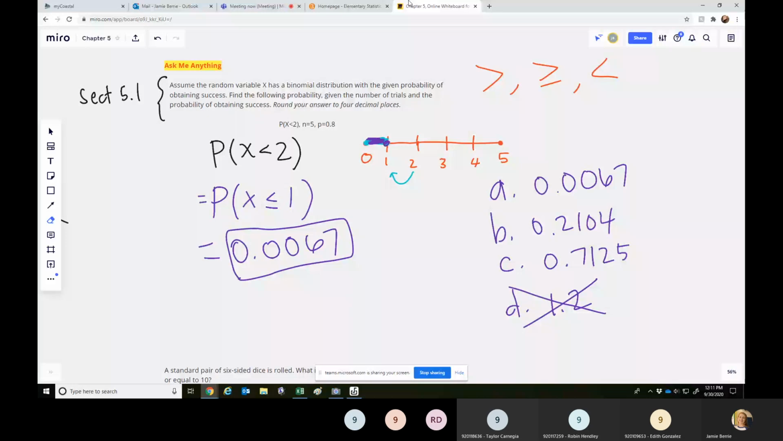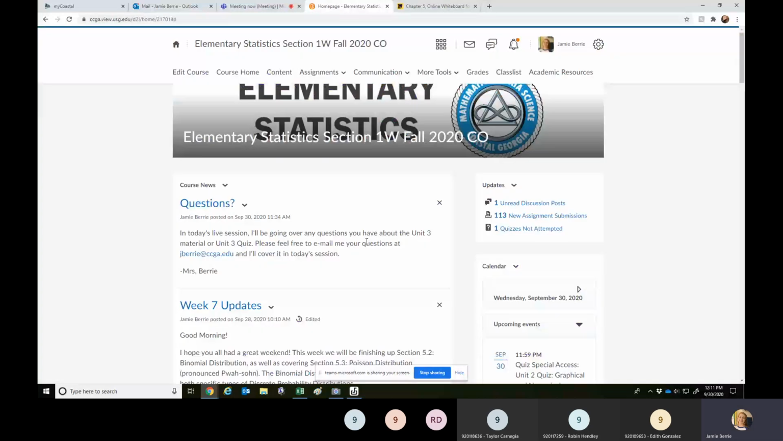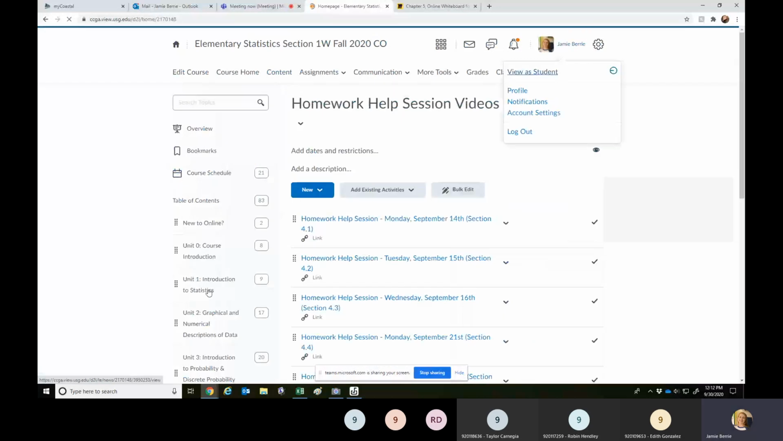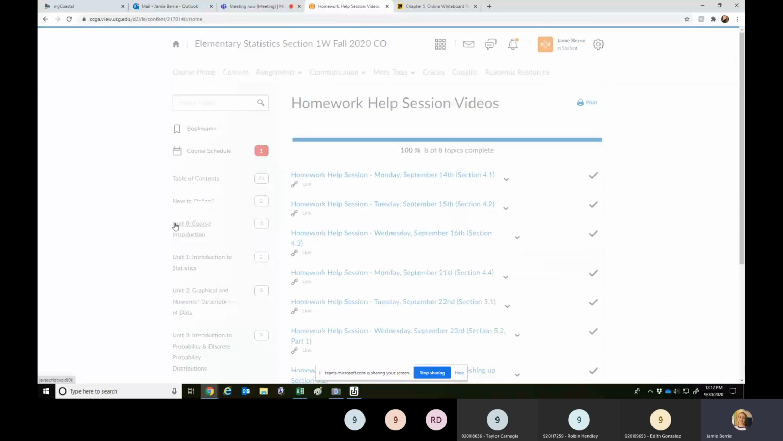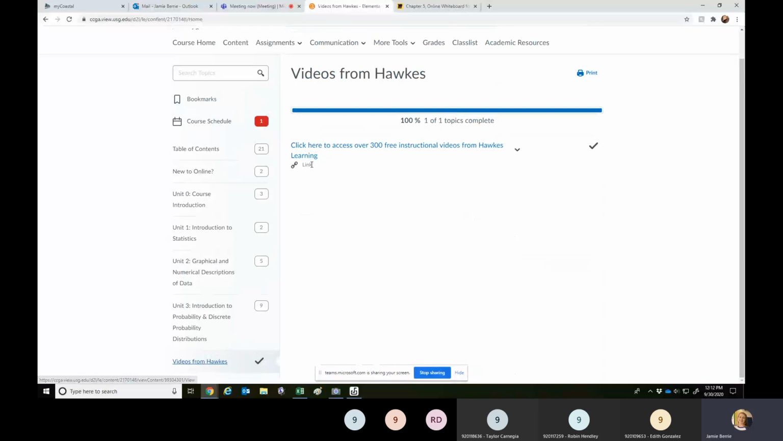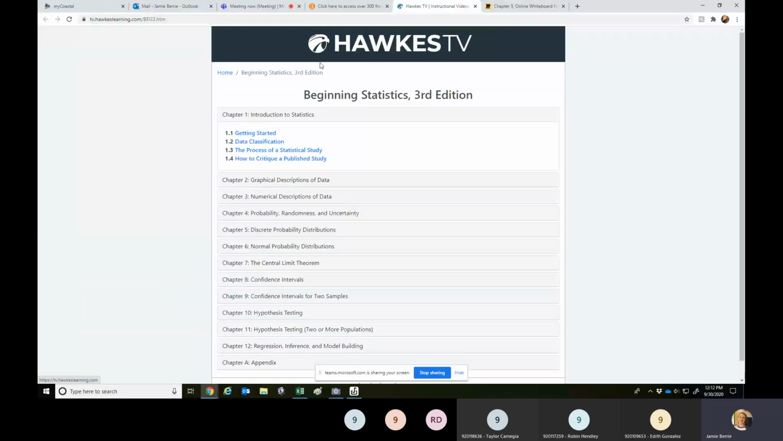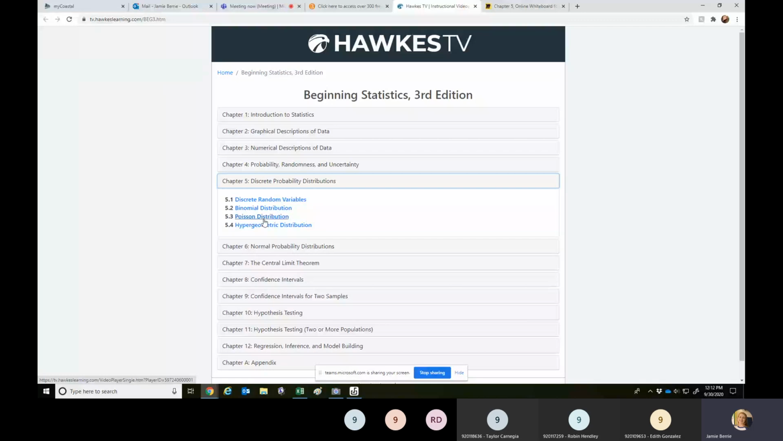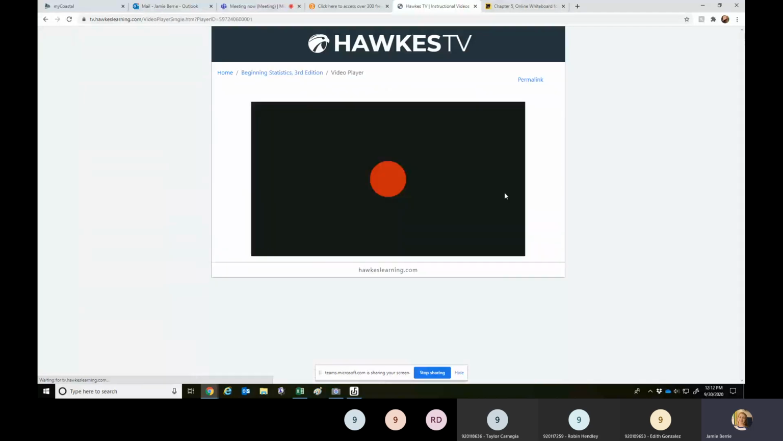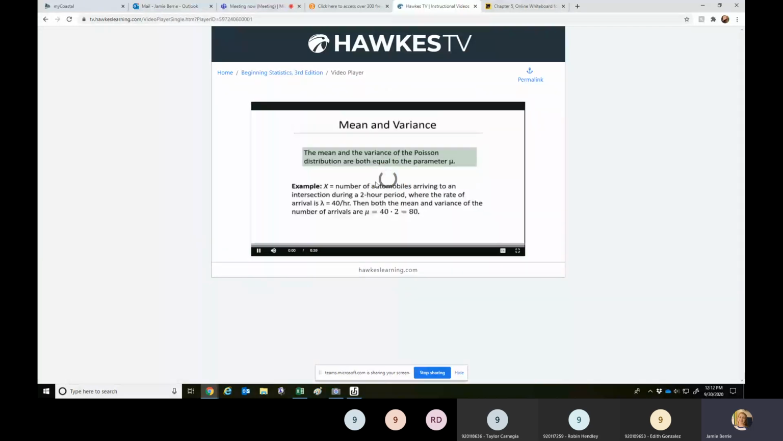Let me think if I did anything on here last night. I did add this tab. Let me go to student view, because I've got all the future stuff hidden right now. If you go to content, I put this extra module on here, so it gives you a direct link to that Hawks page where they have all these free videos. If you need a quick overview of something like the Poisson distribution, you could just go here and watch. They're usually between 5 and 6 minutes.